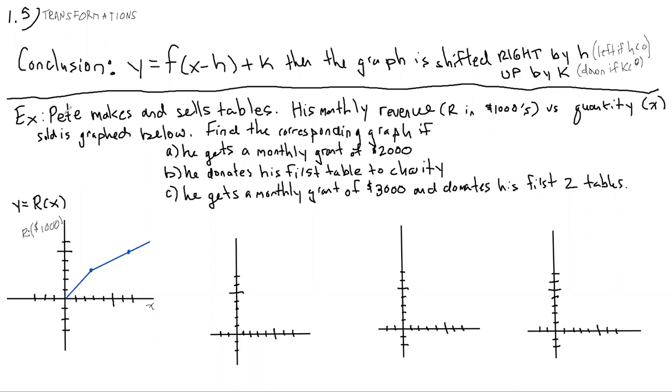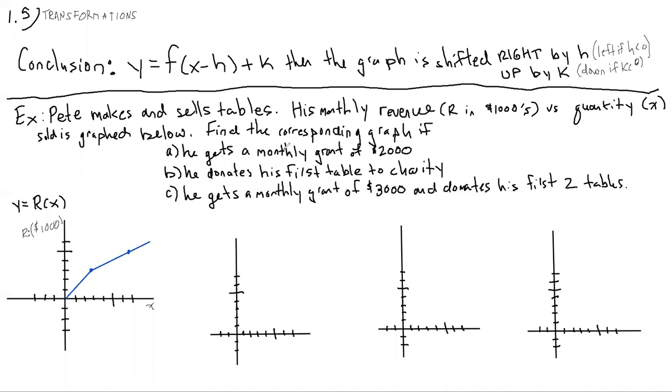And so we've got Pete, the table maker. He makes and sells tables for profit. His monthly revenue, in thousands of dollars, just so it makes a little bit of sense, versus quantity sold is graphed below in blue in the first graph. We're going to look at what happens in these different scenarios that might affect his revenue versus quantity.